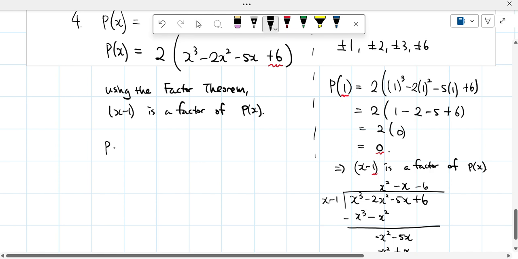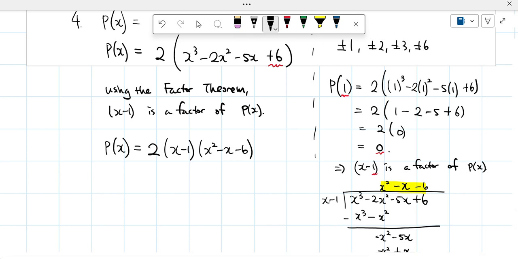So let's proceed one step further. p of x can now be rewritten as x minus 1 times the quotient that we got, x squared minus x minus 6. Now I can do the factor theorem one more time, but I think that's quite inefficient given that the only remaining thing is the quadratic expression. We know how to factor a quadratic expression, right?